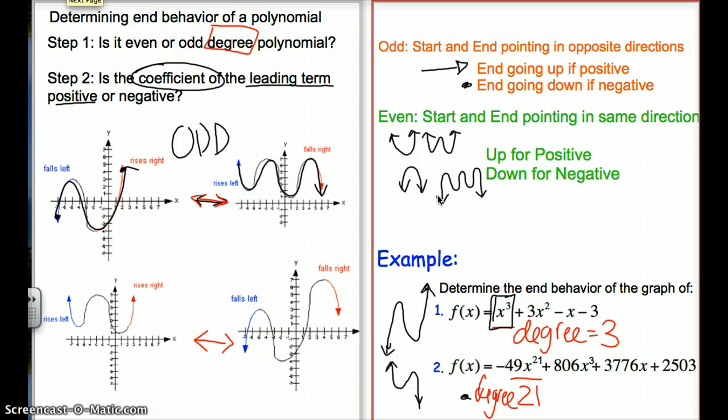Okay, so they may not be as symmetrical as the ones that I drew, but they will be starting and ending in those directions. So for instance, this could be a quartic, a negative quartic. It starts going down and it ends going down. So those are some important notes to jot down and have in your notes so you can answer the questions that you'll see in your checkpoints.